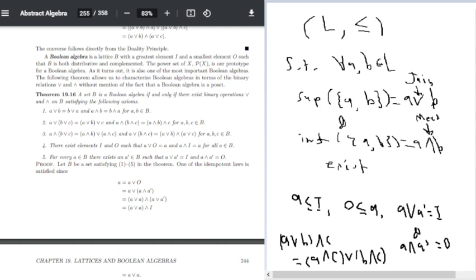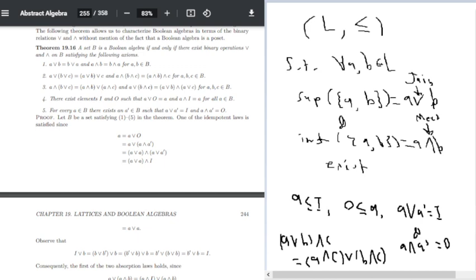So, theorem 19.16. A set B is a Boolean algebra if and only if there exist binary operations join and meet on B satisfying the following axioms: commutativity, associativity, distributivity, having a smallest and largest element, and complementation.